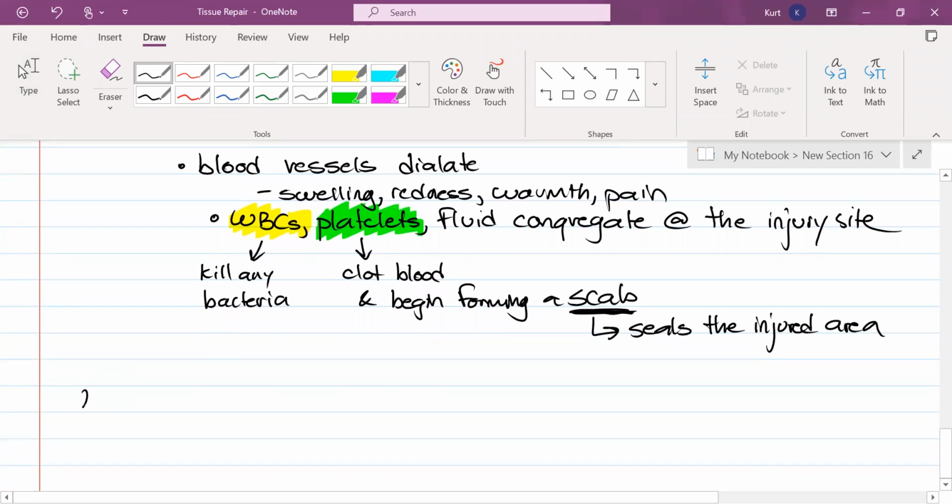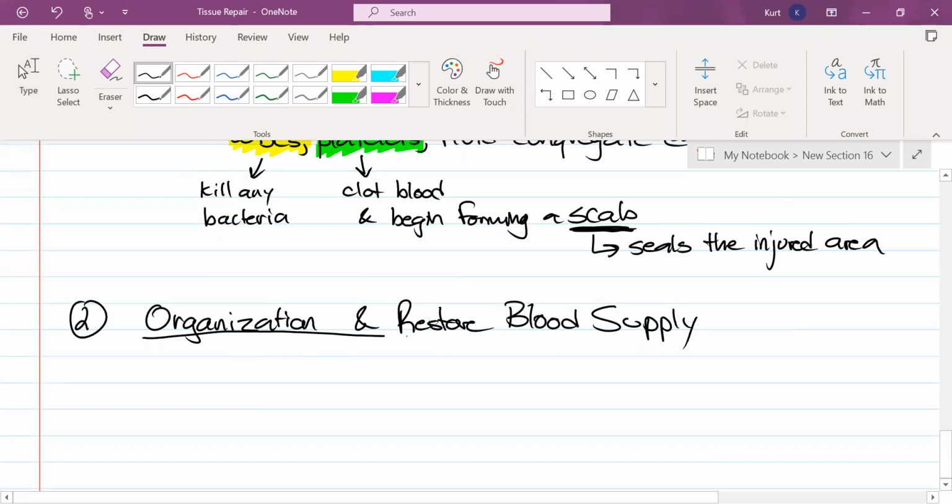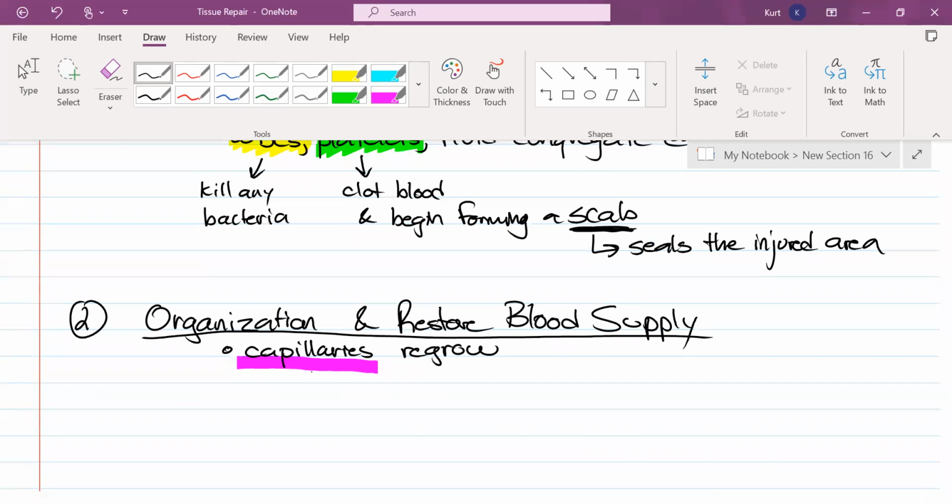Now, the second stage. We're going to start to get organized. And we're going to restore blood flow. We're going to have a lot of growth here. A lot of cells going to be growing, so they're going to need some blood. Capillaries regrow. A capillary is a microscopic blood vessel.